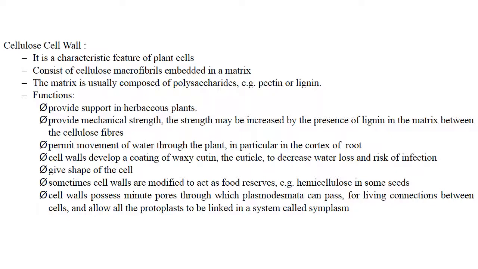Cell walls possess minute pores through which plasmodesmata can pass, providing connections between cells and allowing all the protoplasts to be linked in a system called symplast.